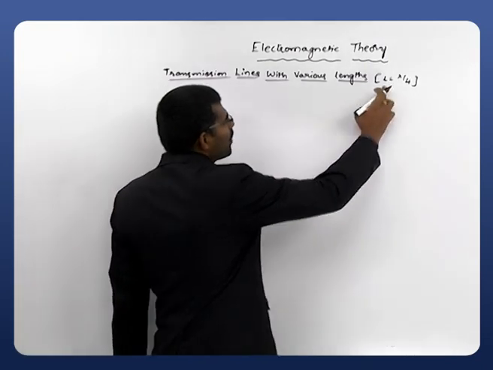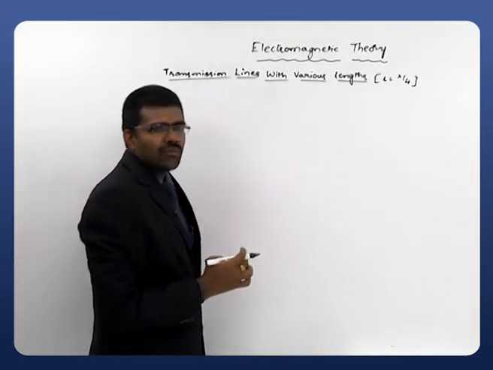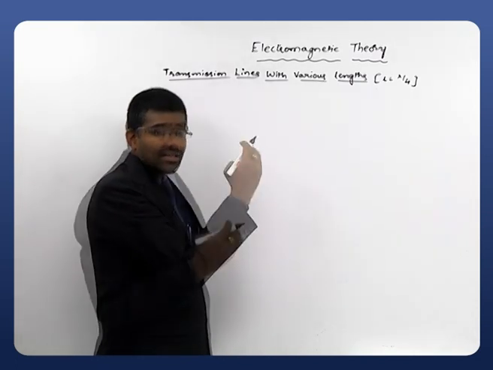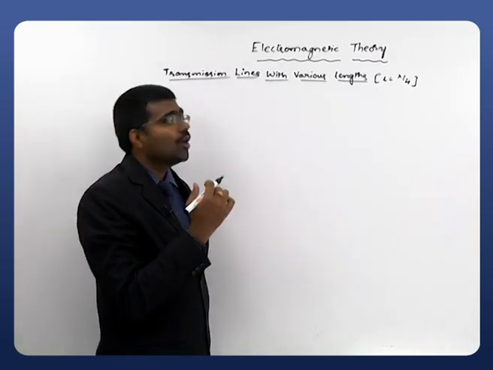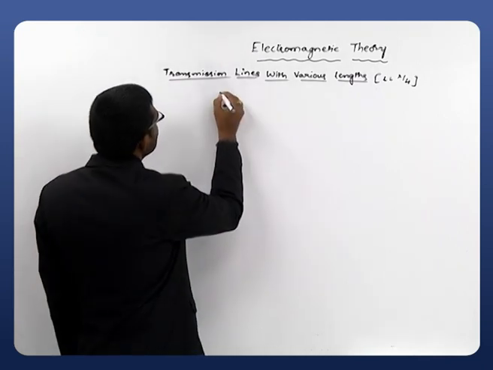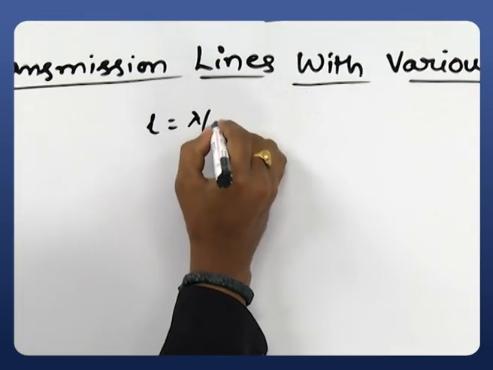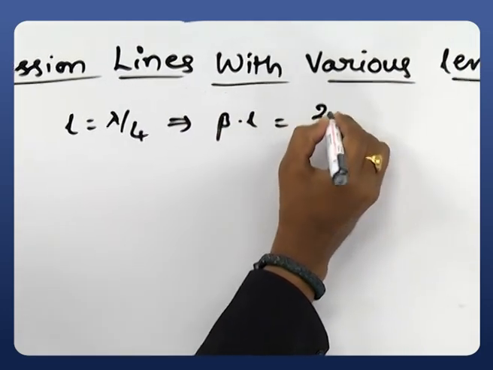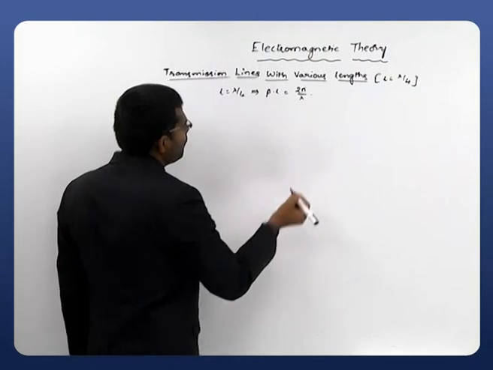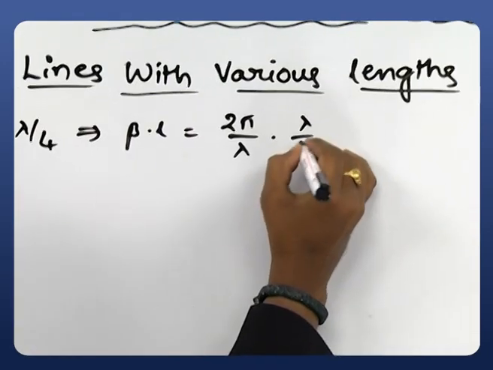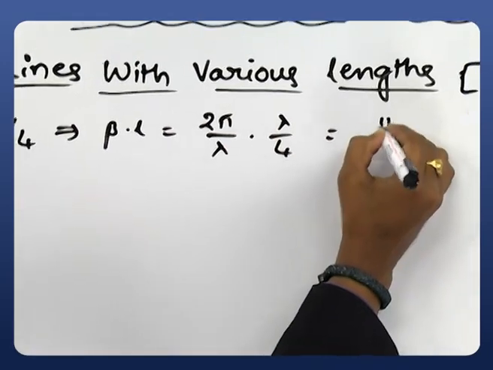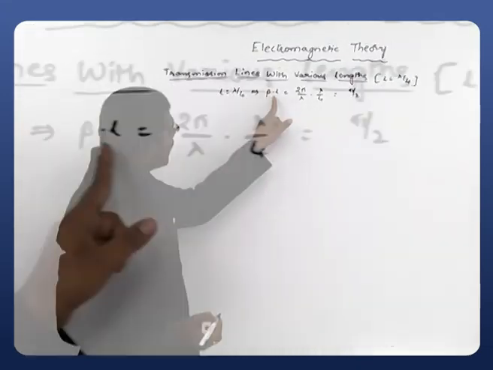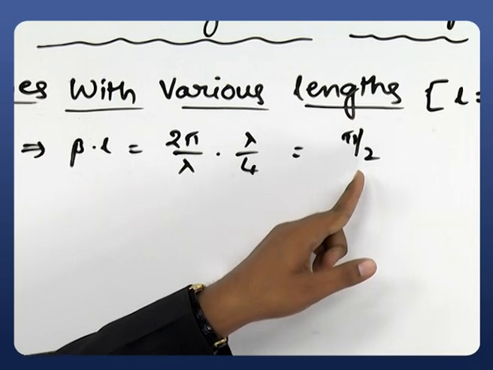So L is equal to lambda by 4, that is what I am considering. If L is equal to lambda by 4, then what is the characteristic of that particular transmission line we will observe, right? As L is equal to lambda by 4, what is beta L? Beta into L, that is beta equal to 2 pi by lambda, into L, which is lambda by 4. So simply what you get is pi by 2. So whenever the electrical length term beta L is there, you are supposed to substitute pi by 2.